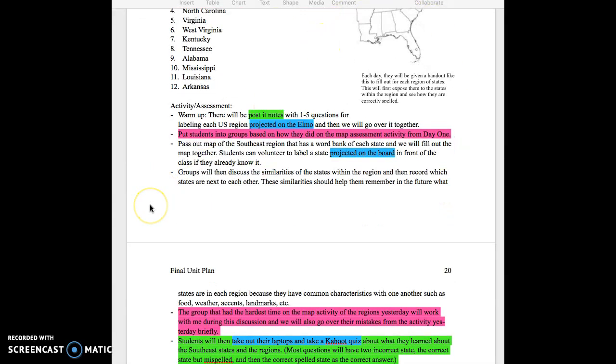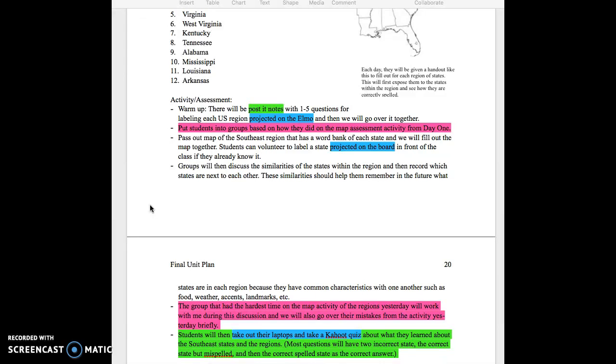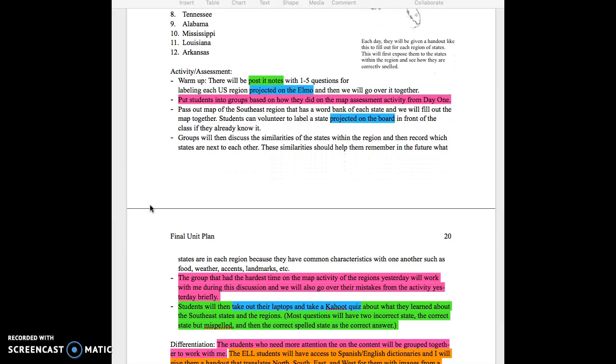And then after that, they're going to be put into groups based on how they did on the exit ticket or the last activity that we did from the previous day. And it's kind of how well they did. And then with the students who didn't do well, they're all grouped together. So then I, as the teacher, will be able to work with them one-on-one.